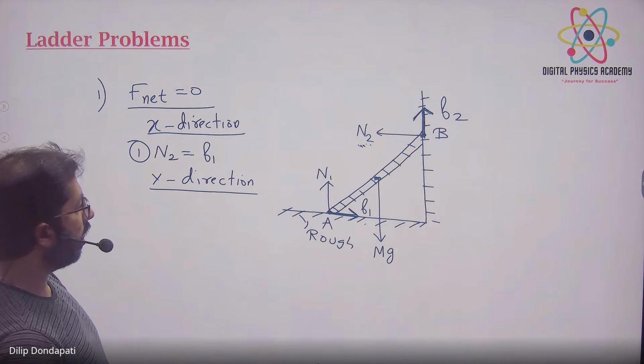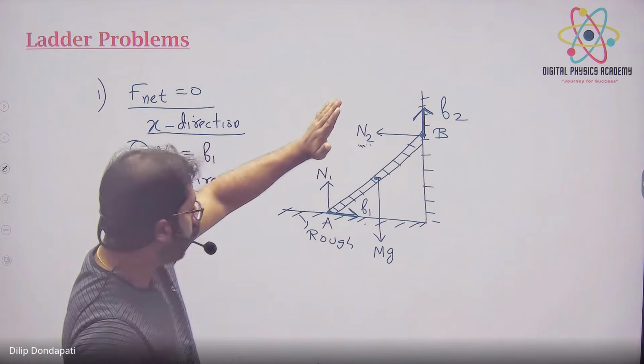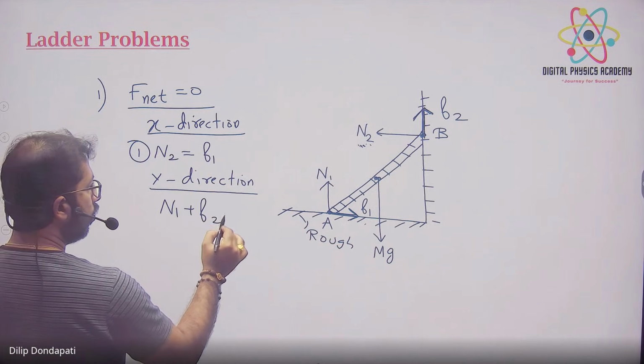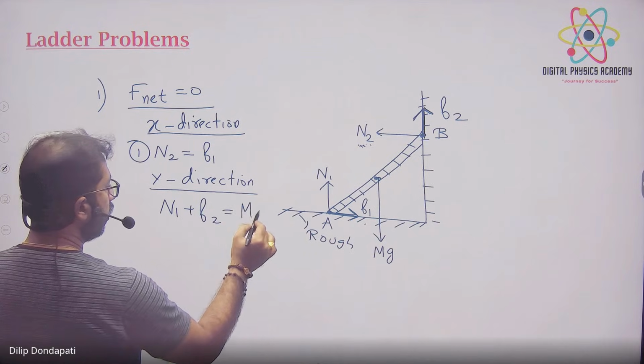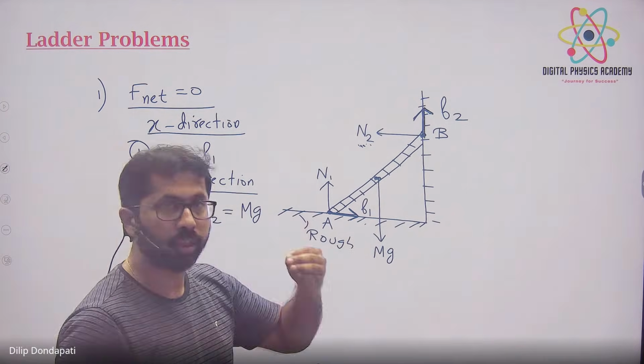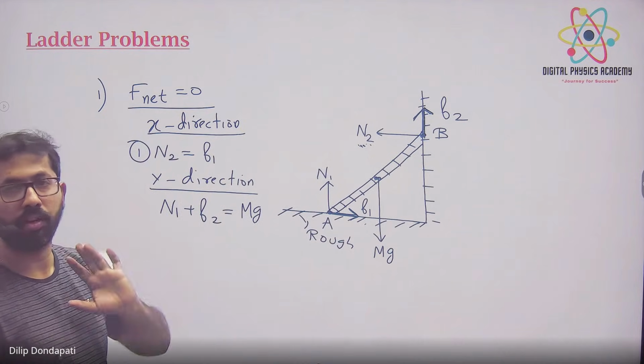Tell me, y direction में क्या क्या है? N1 plus F2 is equal to mg. खत्म. This is the net force equal to 0, static equilibrium. मतलब आपको क्वेश्चन क्या था, इसमें solve करके we have to find, they will tell something to find. So you have to form the equation and then solve.